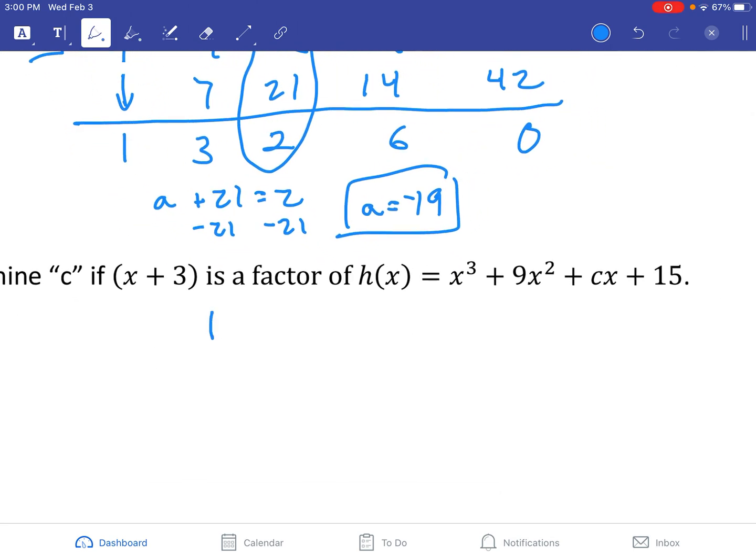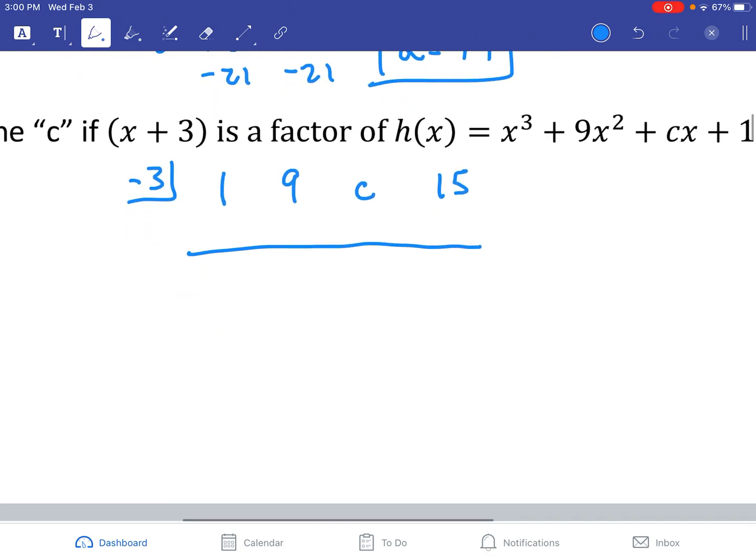We have 1 for x cubed, 9 for x squared, c for x, and 15 for the no x's. X plus 3 set it equal to 0 and solve for x. We get negative 3. Do synthetic division to find our values. Drop the first number, which is a 1, times negative 3 is negative 3, plus 9 is 6, times negative 3 is negative 18. We don't know what the value is from there, but we can go to the end.